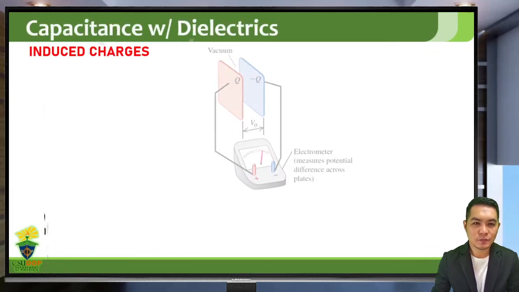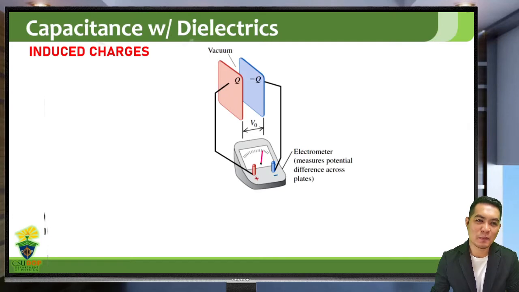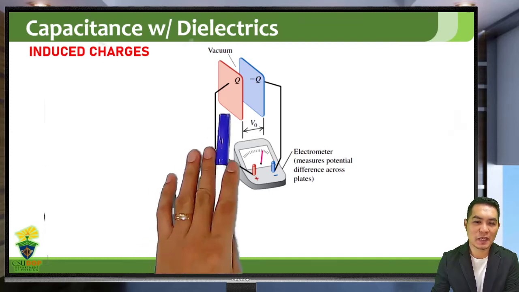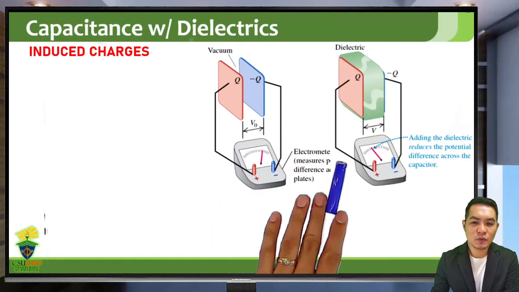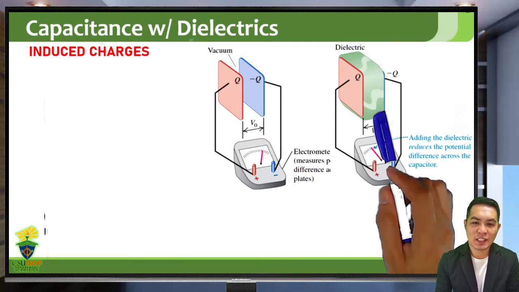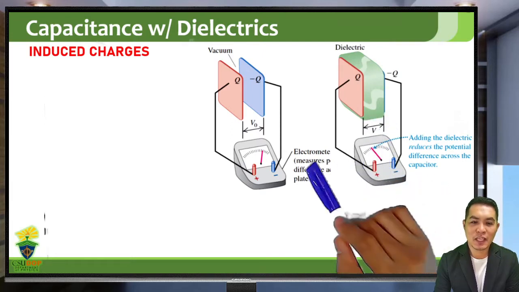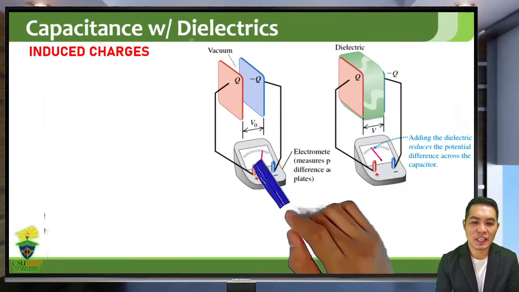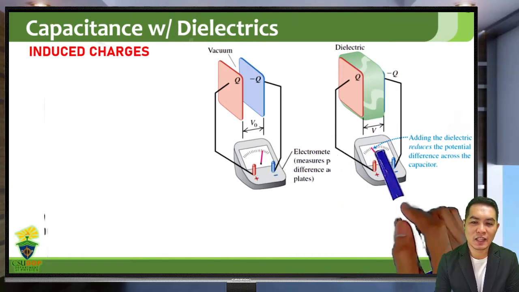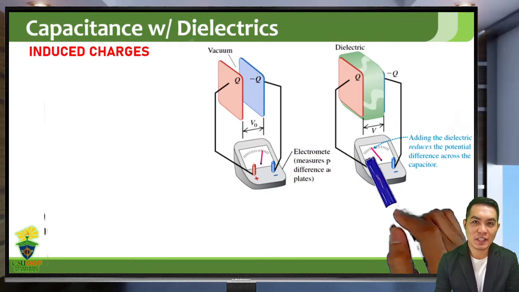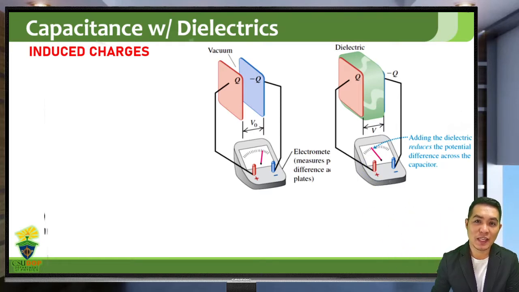So let's analyze now what happens when you place a dielectric between the metal plates of your parallel plate capacitor. So here you have a parallel plate capacitor. Its initial voltage is V sub 0. And when you insert a dielectric, you will notice the needle of the voltmeter is here, but when you insert the dielectric, it now decreases. The potential, or the voltage, decreases when you increase the dielectric.